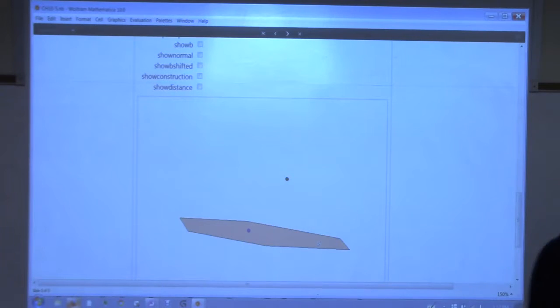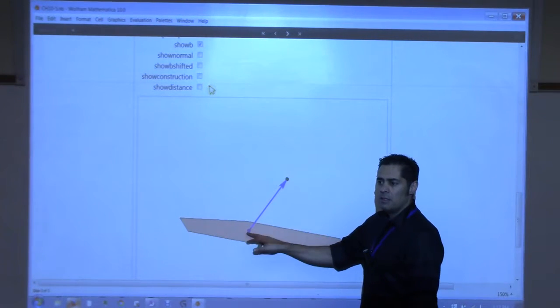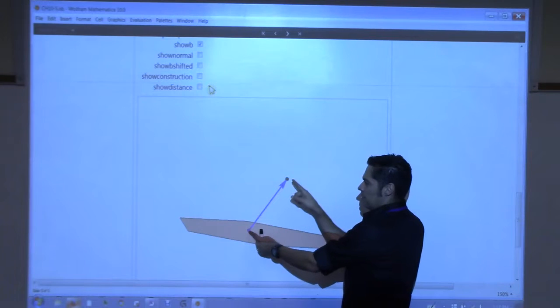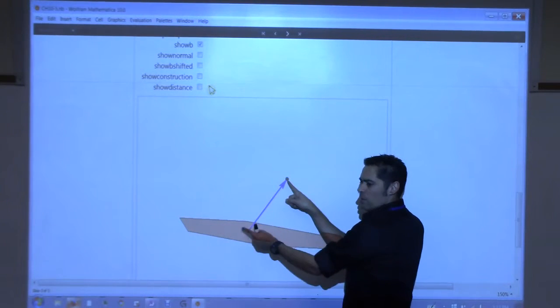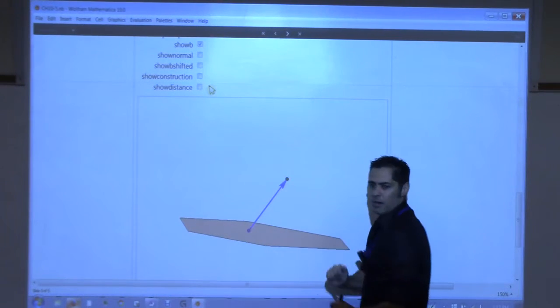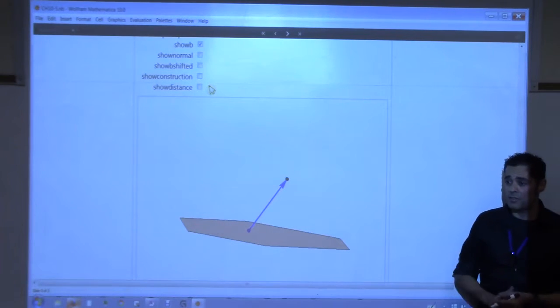Okay. Now, the next thing we could do is draw a vector that goes from that point to the point we're trying to get to, right? How do you find this vector? Take the coordinates of this point, subtract the coordinates of this point, and that creates that vector, right? So that should be easy for us to do also.